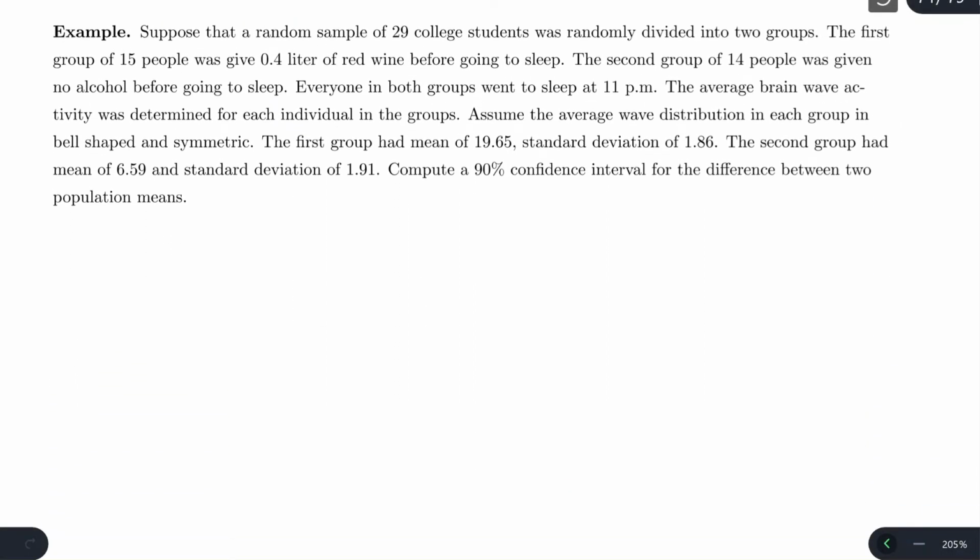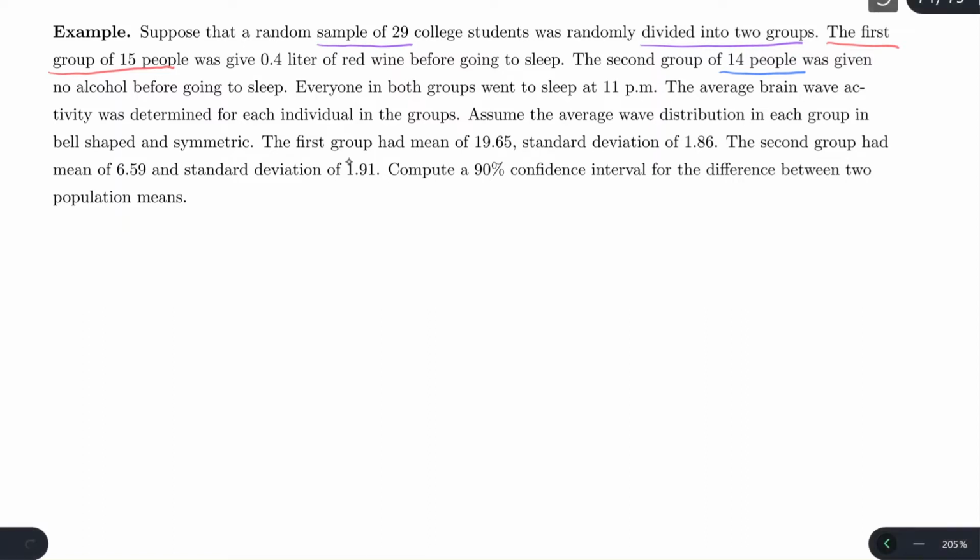So let's look at this example. Again, as I read the problem, try to identify what kind of problem this is. Suppose a random sample of 29 college students are randomly divided into 2 groups. The first group of 15 people was given 0.4 liter of red wine before going to sleep. The second group of 14 people was given no alcohol before going to sleep. Everyone, both groups, went to sleep at 11 p.m. The average brainwave activity was determined for each group. Assume the average wave distribution in each group is bell-shaped and symmetric. So it's very close to normal. That's what they're telling us.